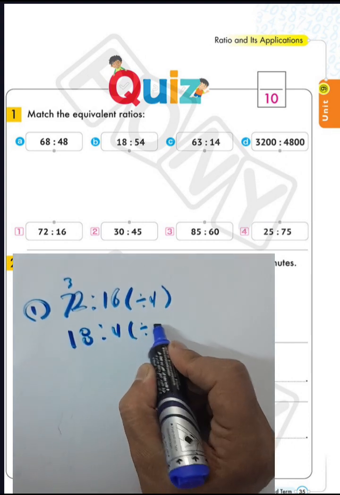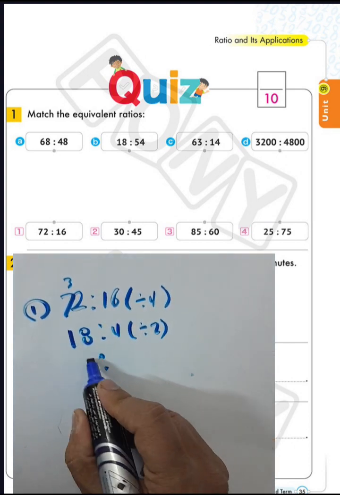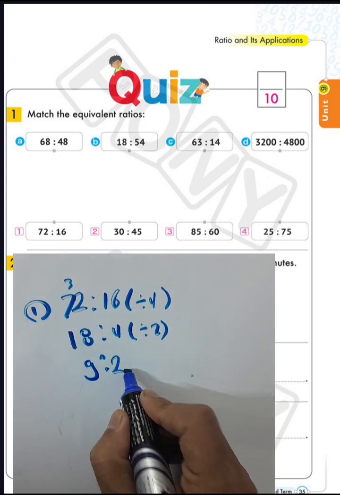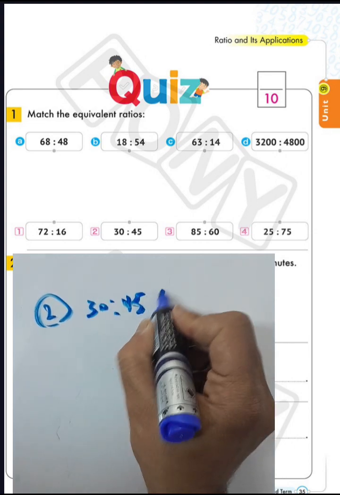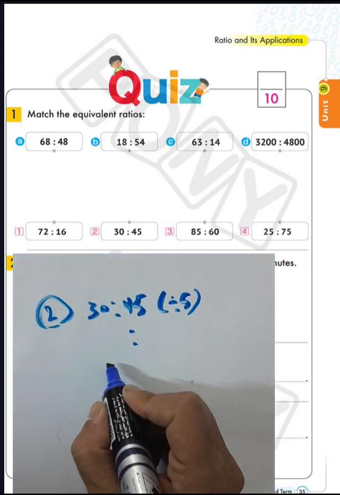In the next step, you can divide it by 2. Here 18 divided by 2 will be 9, and 4 divided by 2 equals 2, then the result will be 9 to 2. Question number 2, 30 to 45, we can divide it by 5 to simplify this example.